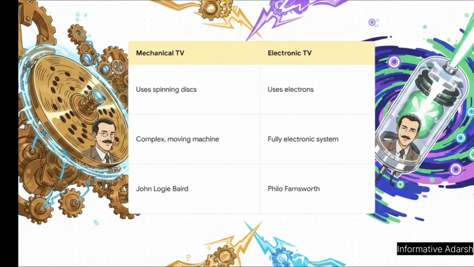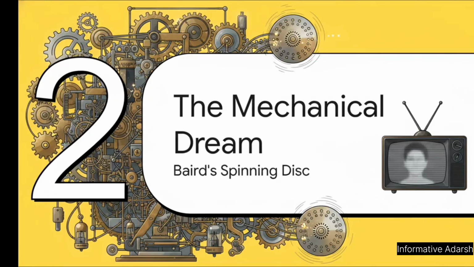And this is really the heart of the story. You've got two completely different ways of thinking about it. Path number one, mechanical TV. Think spinning discs, gears, lots of moving parts. Path number two, electronic TV. No moving parts at all, just electrons and vacuum tubes. It was a classic showdown of ideas, really. All right, so let's check out the first approach.